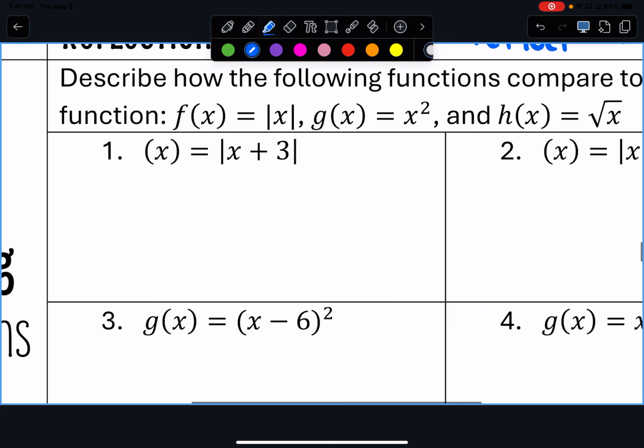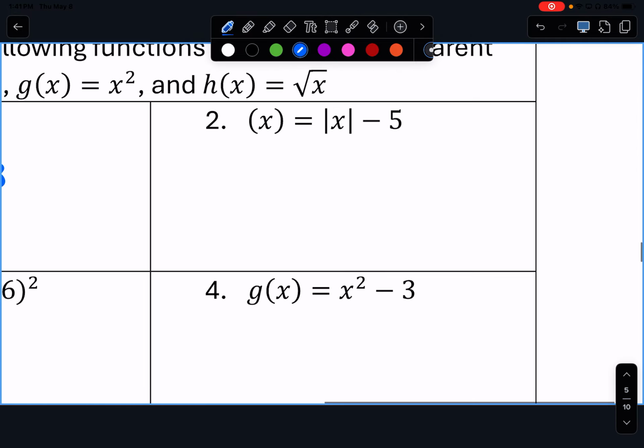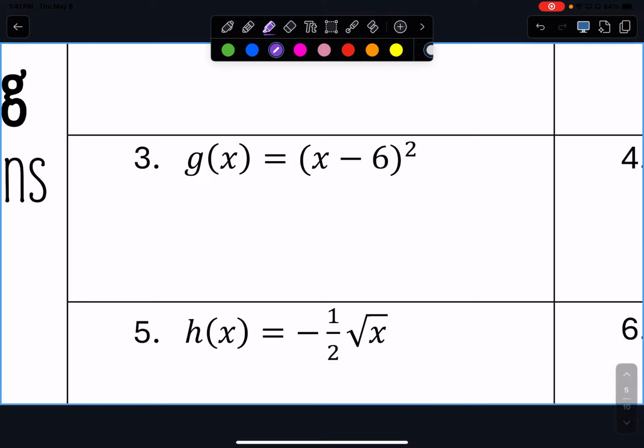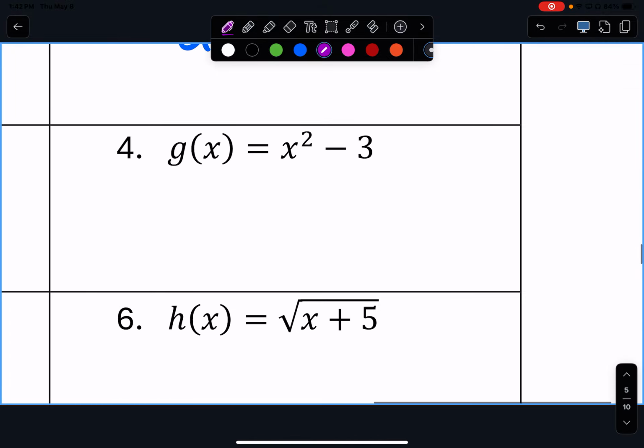For number 1, is it inside or outside? It's inside, and it's positive, so it goes left 3. For number 2, is that inside or outside? Outside, so it's going to go down. For number 3, is that inside or outside? Inside, and that's going to go to the right 6. For number 4, inside or outside? Outside, and that's going to go down 3.